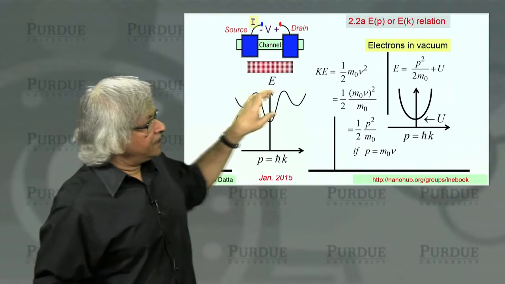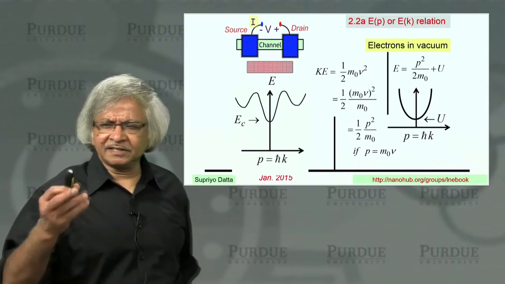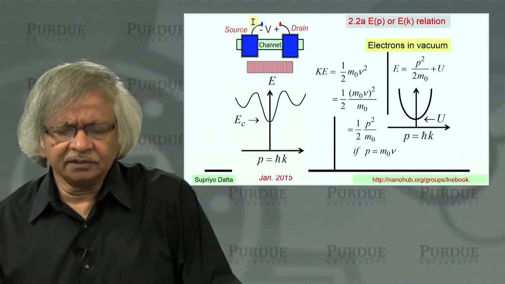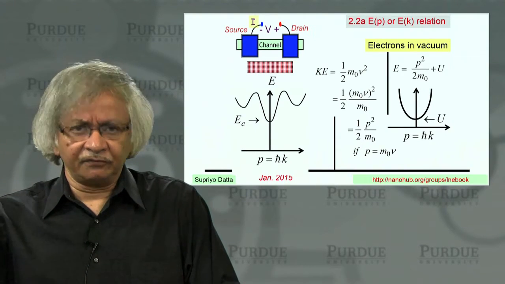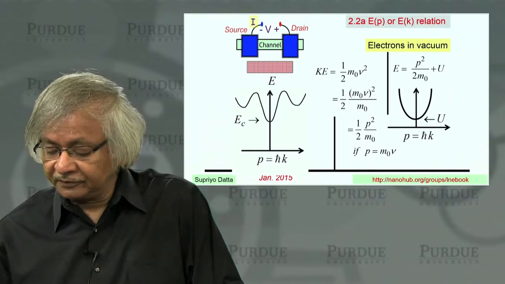And there would be a bottom of the band, which you would call EC. But then you might say, well, but I've been told that electrons in a solid have a certain effective mass, so that they behave as if they're in vacuum with a different mass.